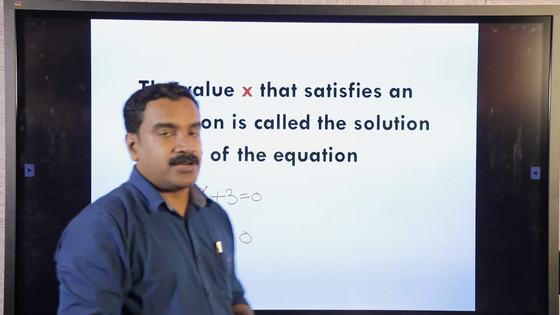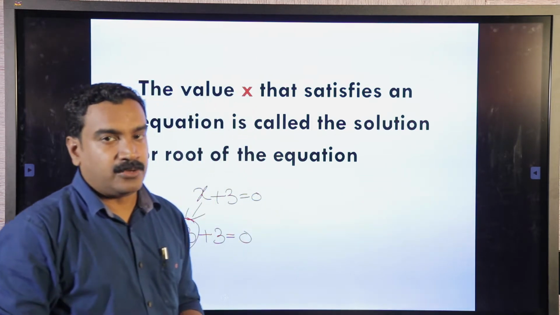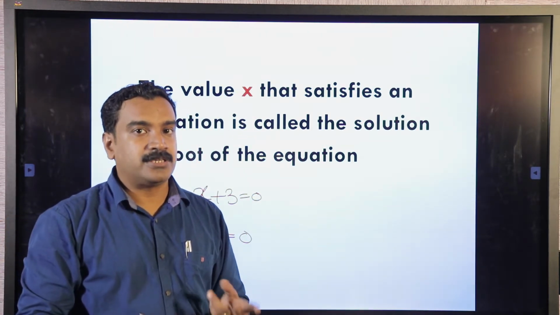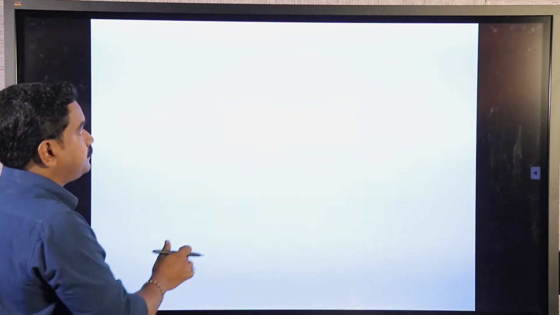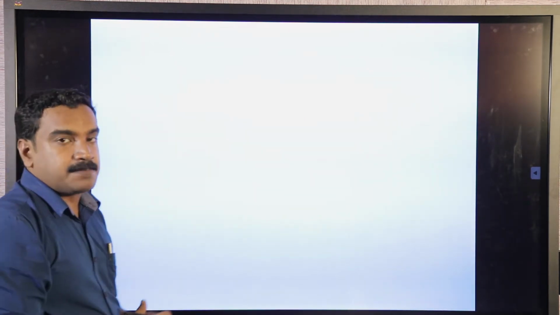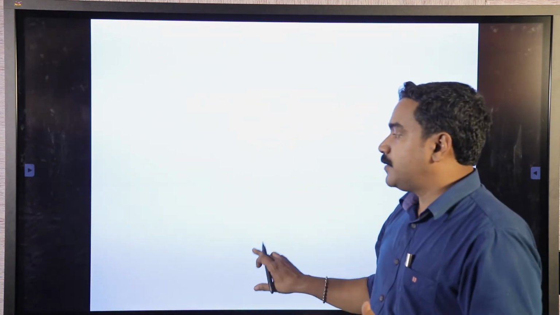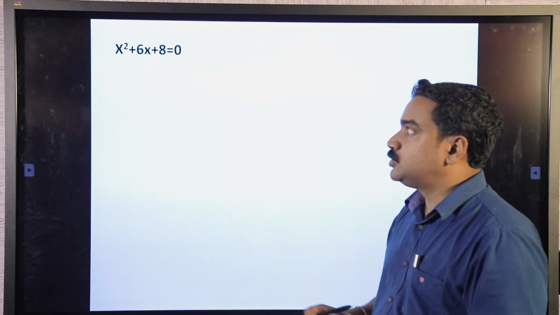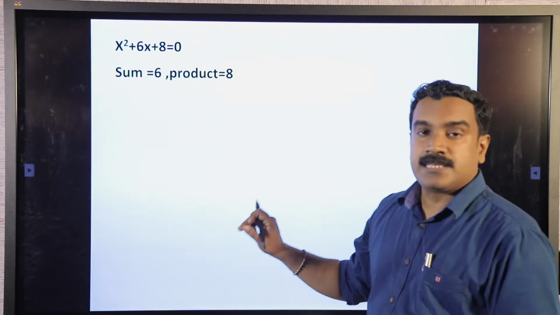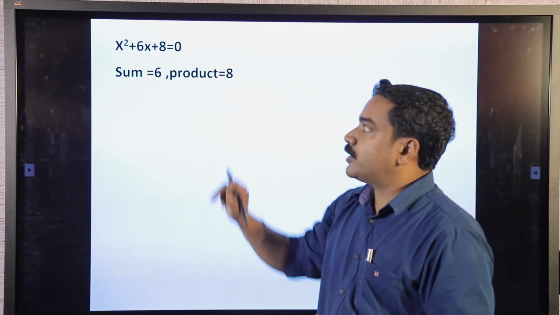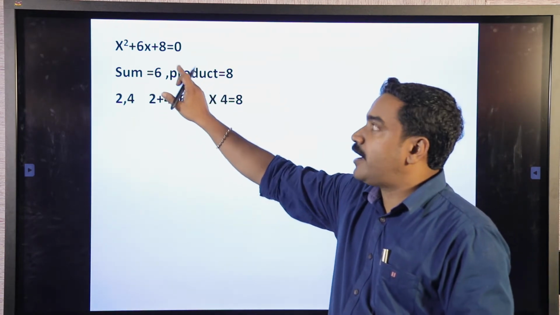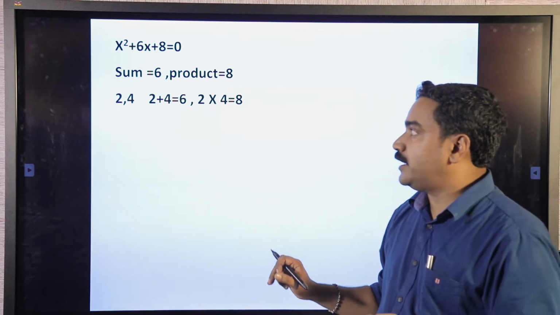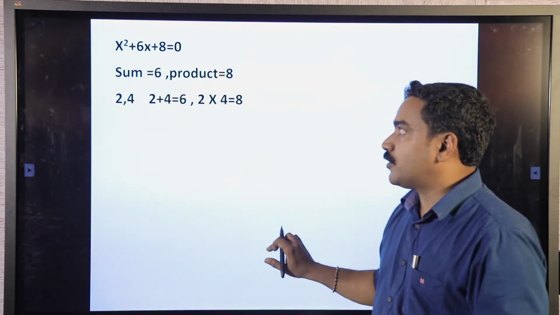In a quadratic equation, how can we find the root of the equation? What is the degree of the quadratic equation? 2. Definitely there are 2 roots for this equation. We are going to find the roots of x square plus 6x plus 8 equal to 0. Then what is the sum here? The sum is 6 and the product is 8. If you multiply you want to get 8, if you add you want to get 6. Which are the numbers? 2 and 4. 2 plus 4 is 6, 2 into 4 is equal to 8.